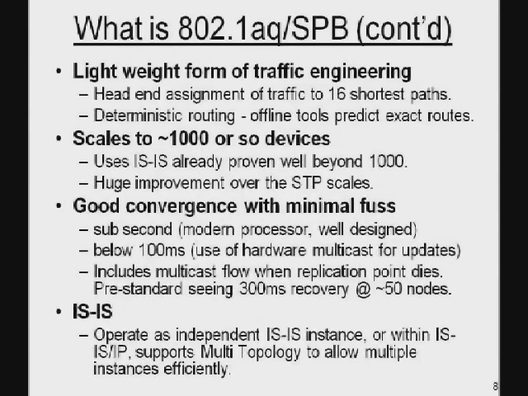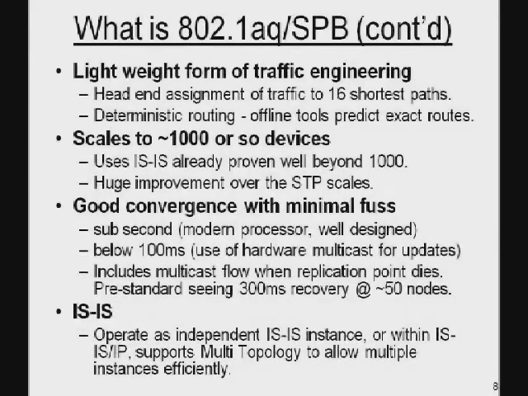Now, because the protocol is completely deterministic, because the routes are produced deterministically, offline tools allow you to predict exactly where your traffic's going to go. And the nice thing about this is that, through head-end assignment of traffic to the different shortest paths, you can do a form of lightweight traffic engineering. Now, this doesn't involve CSPF and signaling and all of that, but nonetheless, it gives you a degree of balance and control over your network that previously wasn't available.